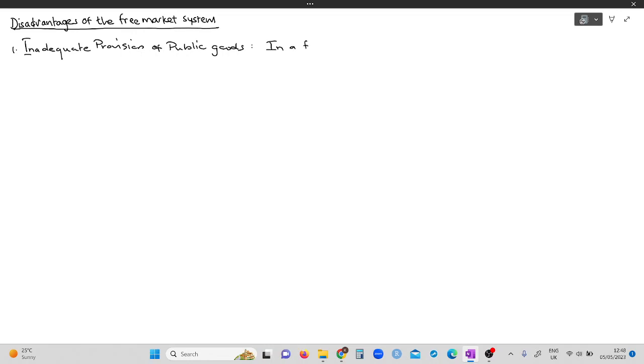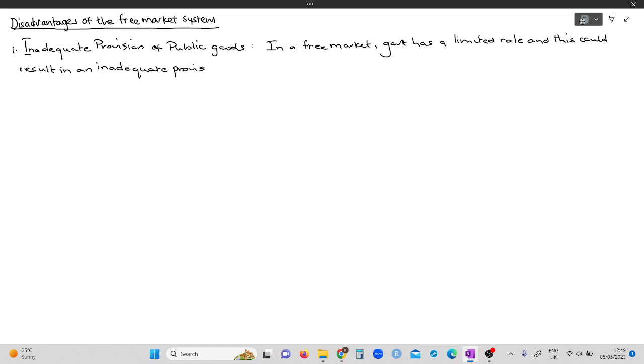In a free market, government has a limited role. So, the importance of a government in a free market system is reduced. And therefore, this could result in an inadequate provision of public goods. Okay?